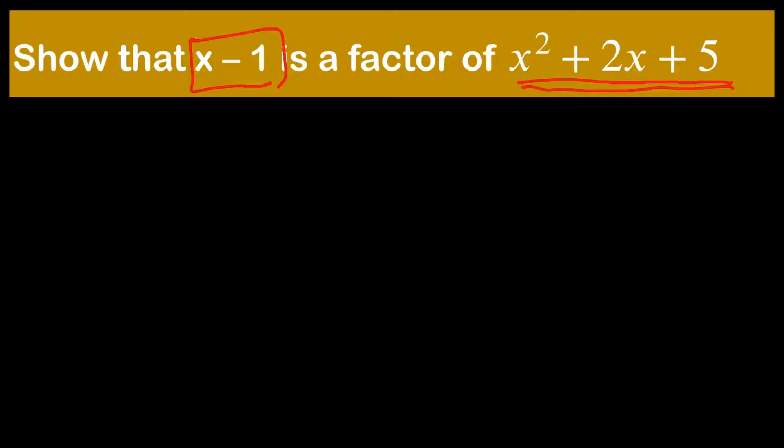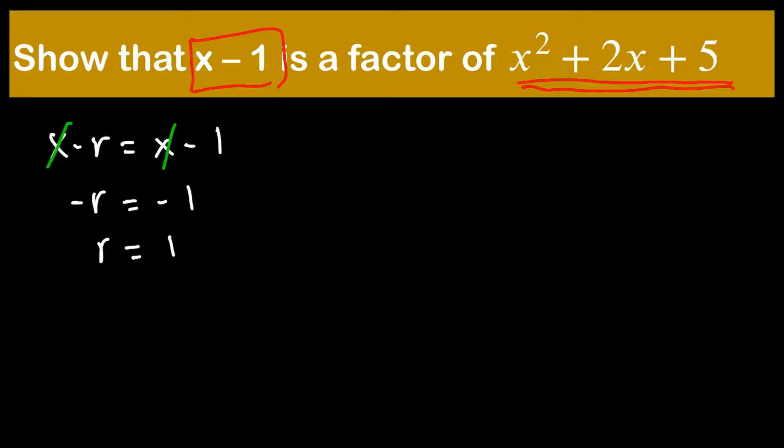So let's solve for the value of r. We know that x minus r is equal to x minus 1. If we solve for r, we can cancel out x here. So this will give us negative r equals negative 1. And if we multiply both sides by negative 1, that will give us r equals 1. So the value of r is equal to 1.